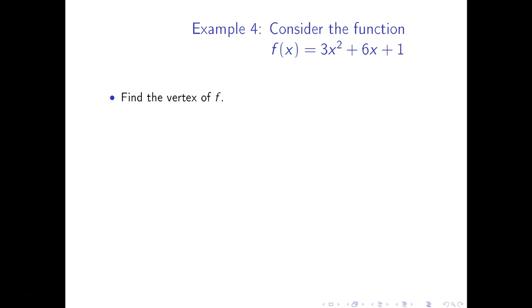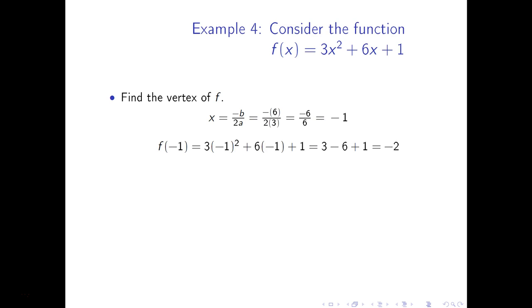Well, hopefully you finished it. You're coming back to check. So vertex, use the vertex formula. Our B is 6, and A is 3, so plug those in. Negative 6 over 6, I get negative 1. Plug that back into the equation, I get 3 times negative 1 squared plus 6 times negative 1, plus 1, which is 3 minus 6 plus 1. Oh, so that's minus 2. Okay, so I got point negative 1, negative 2.